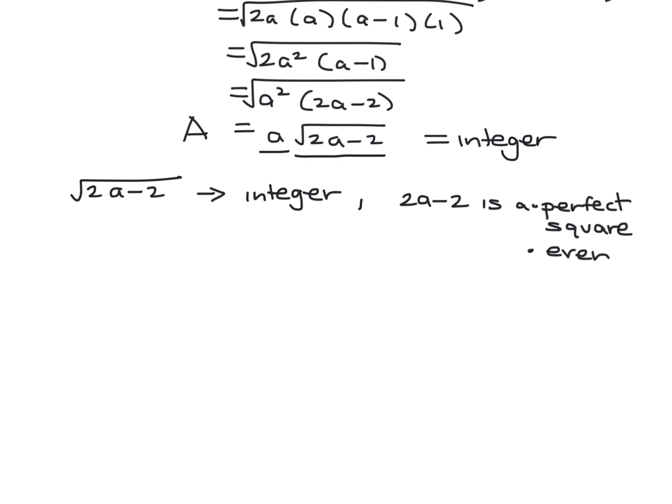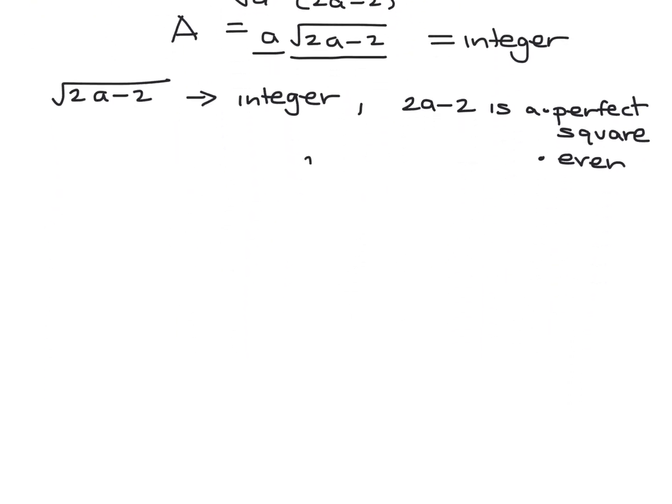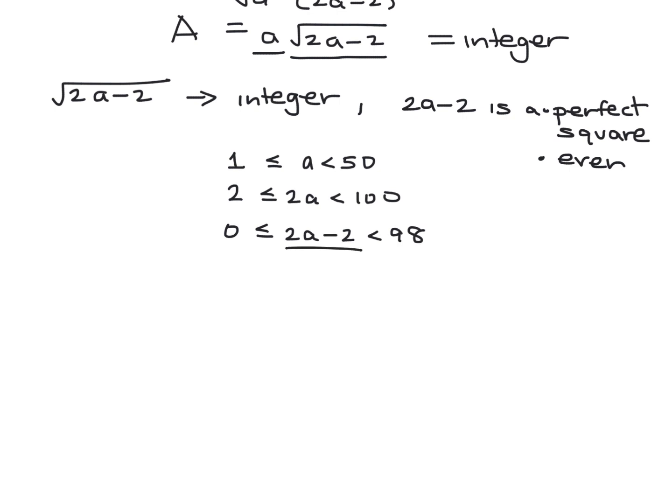So we have to figure out all the perfect squares that are even, but we are given a parameter. That's a very important parameter, that a is less than 50, so that helps us out a lot. Because if a is less than 50, and also a is an integer, so it has to be at least 1, then if you multiply both sides by 2, we get 2 is less than 2a less than 100, and then if we subtract 2, we get 0 is less than or equal to 2a minus 2 less than 98. So this is between, well, less than 98 and greater than or equal to 0. And it's a perfect square, and it's even. So we got to list all the perfect squares that are even between 0 and 98.